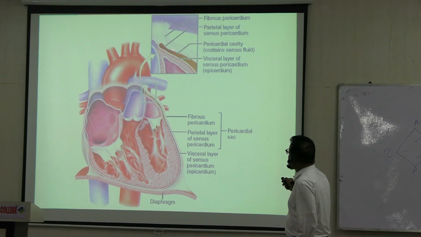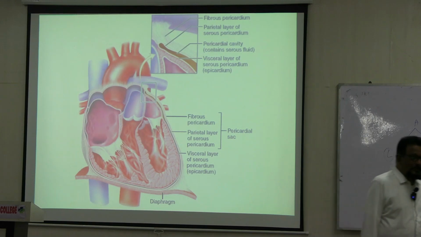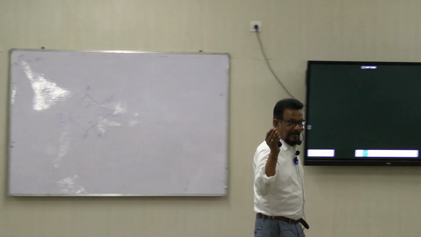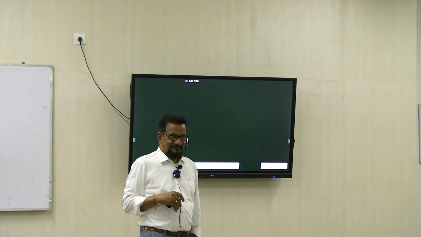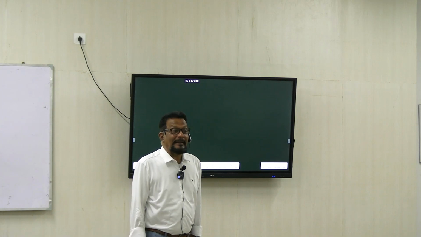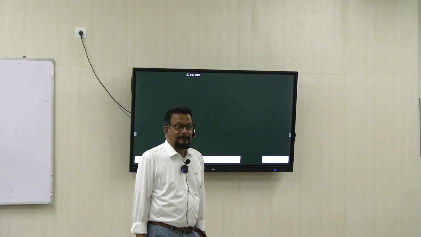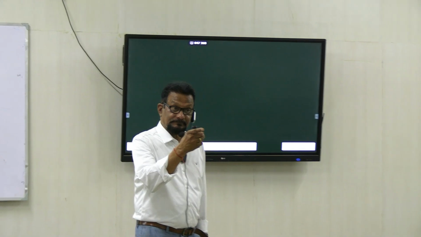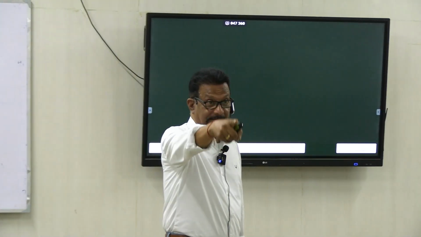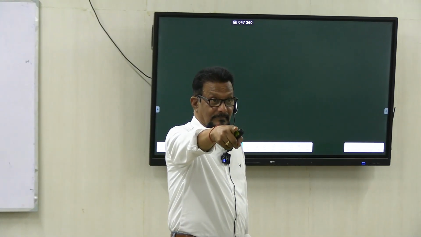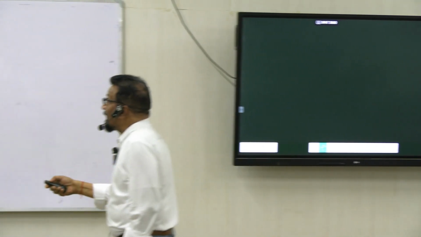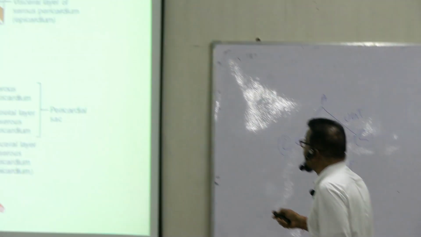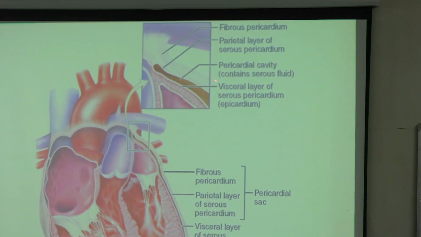Now we will give names to these serous layers. One layer, the outer layer, covers the inner surface of the fibrous pericardium, and it is the parietal serous layer. And this other serous layer is the visceral layer.